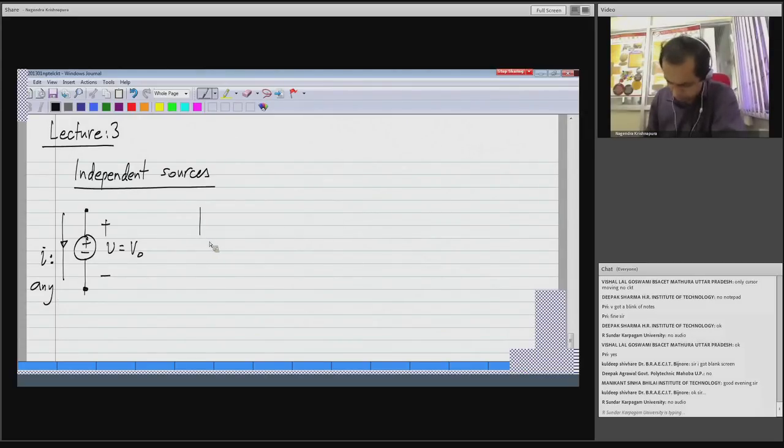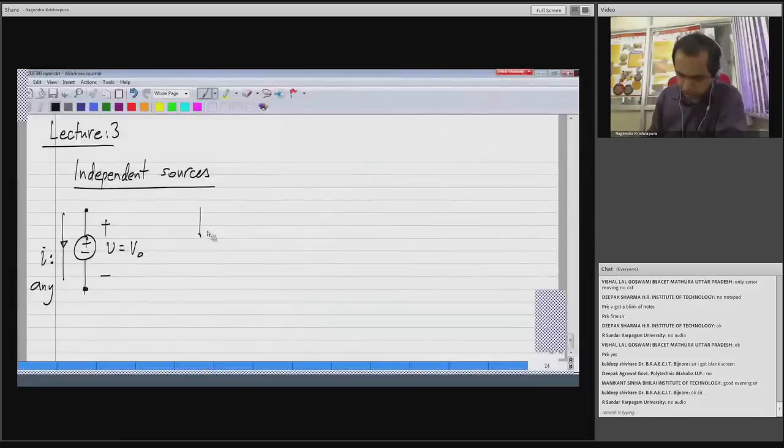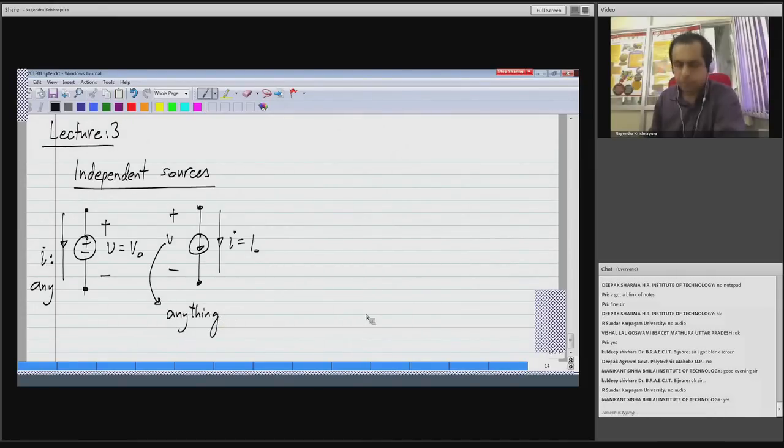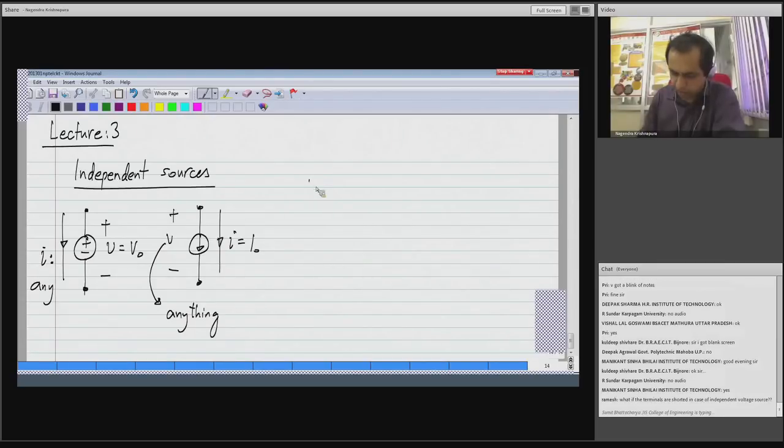And the independent current source will maintain a current flow of a given value through itself, and the voltage across that can be anything. So we looked at these, and these have IV characteristics.